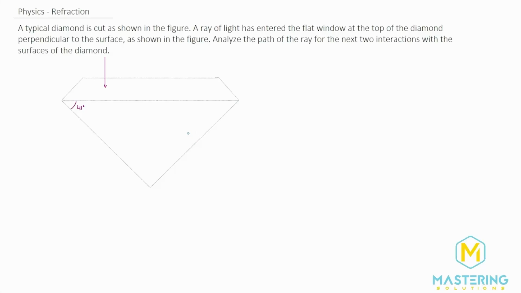Welcome to Mastering Solutions. In this question, I've redrawn the figure here of what we're given. We have this diamond, and they say that we need to figure out the path of the ray for the next two interactions with the surface of the diamond. And really what they're trying to get at here is, are we going to get total internal reflection?